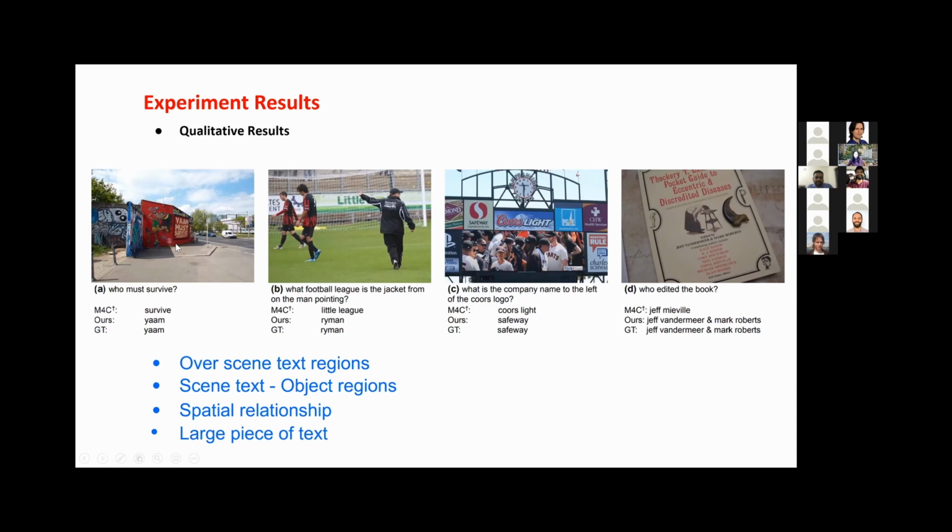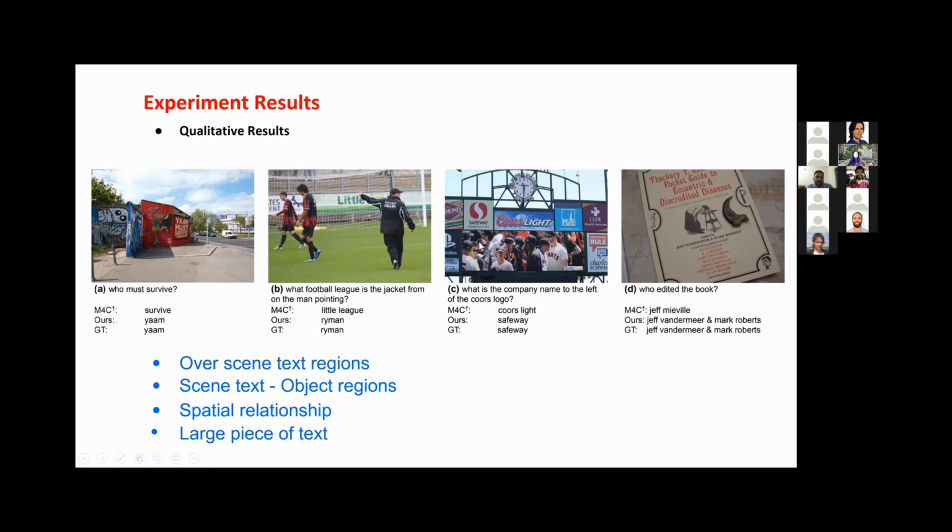In figure A, the model answers "who must survive" by the text, "the Yam must survive", in the image. So text-aware pre-training shows good performance on challenging questions that require understanding over text regions. Text-aware pre-training also performs better on questions that need aligned text regions and object regions. For example, in figure B, the model grounds the object region, the jacket on the man pointing, and generates the correct answer, Raymond, with the text, "the Raymond football leagues", on the man's jacket.